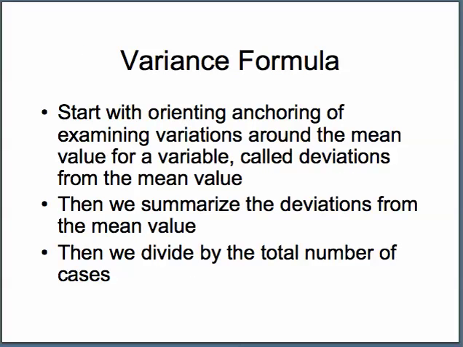Hence, we need to have a good way to capture the extent to which variables vary. The formula for variance starts with the idea that we need some orienting anchor for determining the extent of the variance. We can start with looking at how much a variable varies based on its mean value. Then we can summarize that variation and further account for that variation based on the size of our sample.